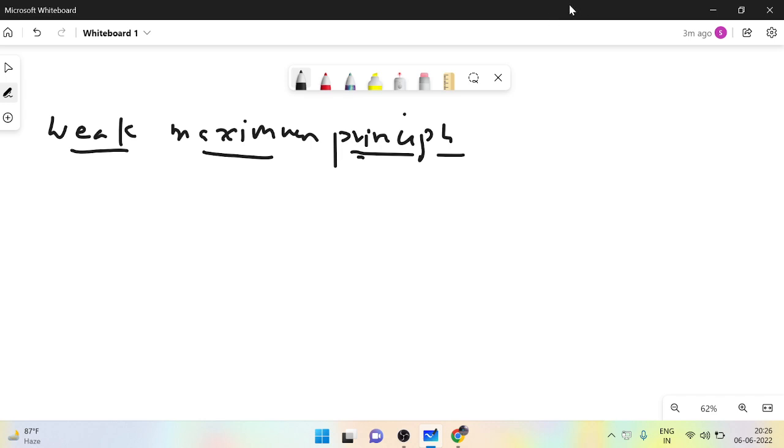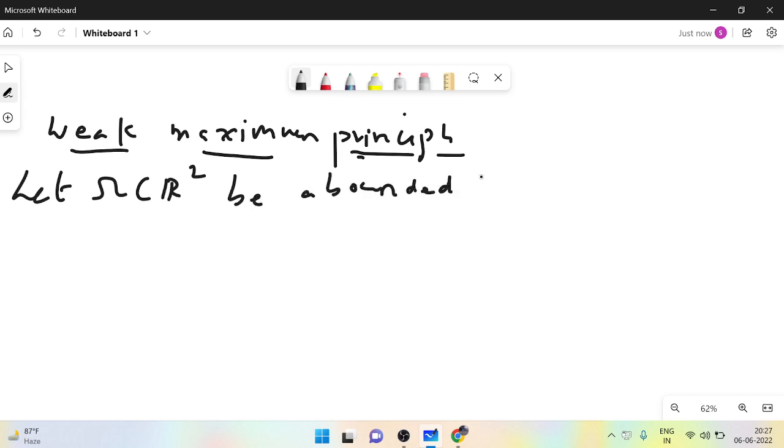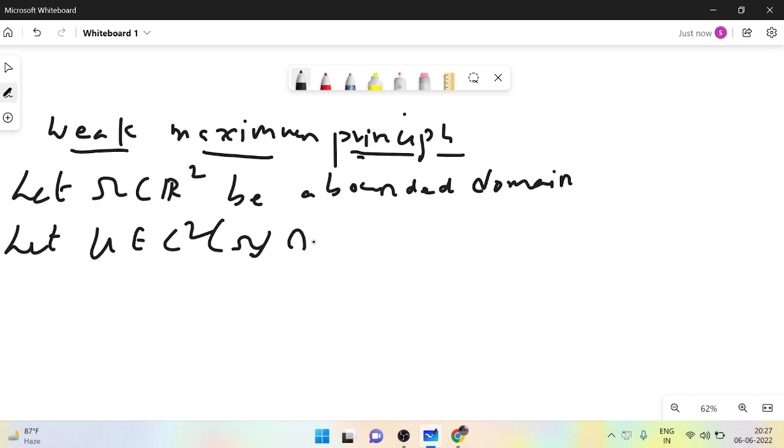So what does the weak maximum principle say? Let omega, a subset of R2, be a bounded domain. First we'll talk about R2, then we'll extend our principle to n dimensions. Let u belong to C2 of omega intersection C of omega bar, be a harmonic function.